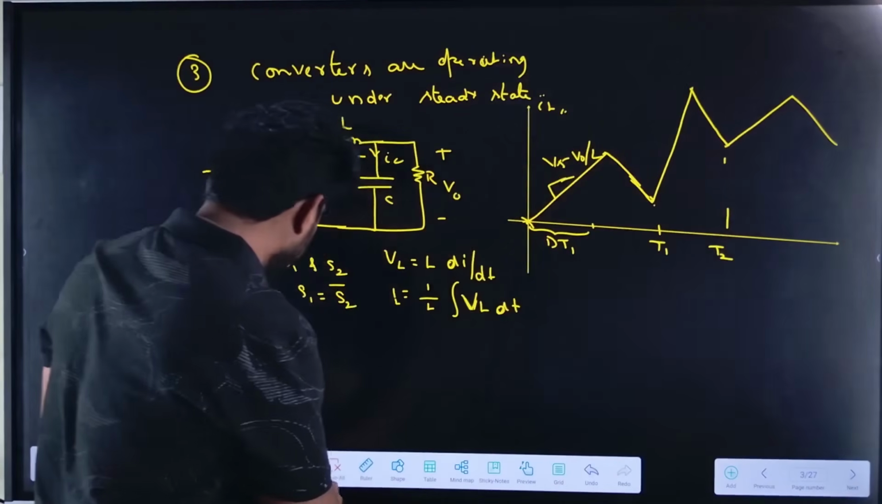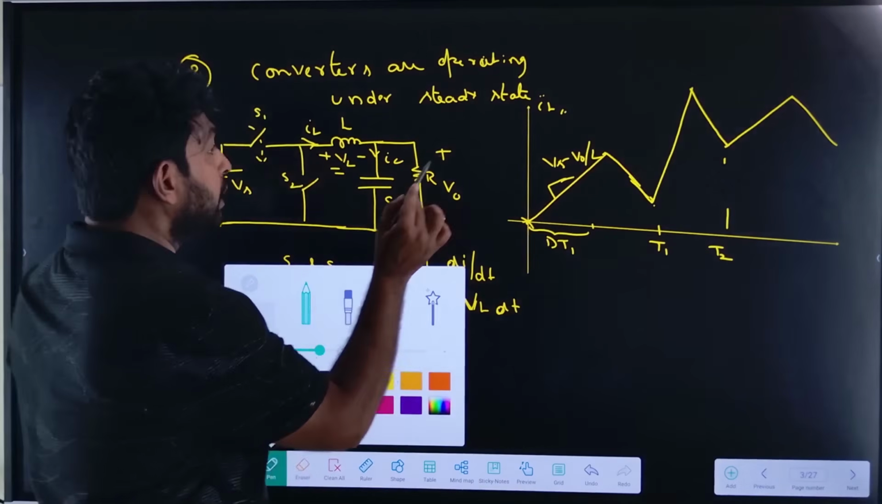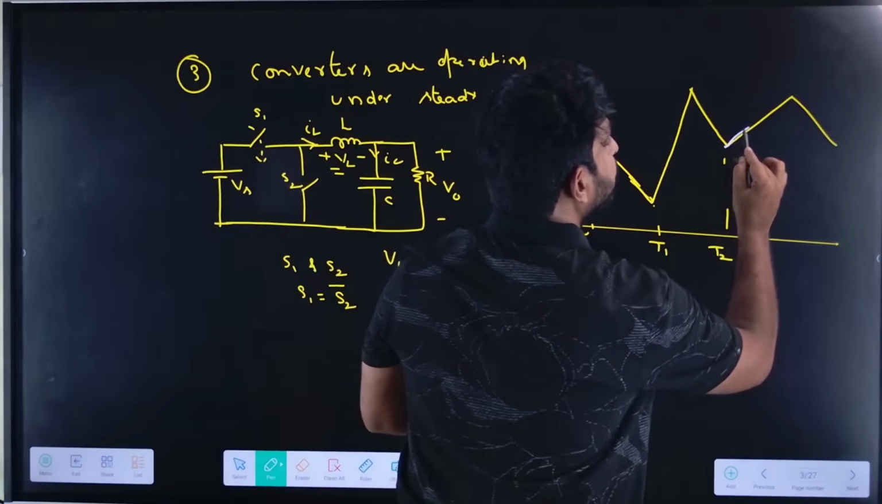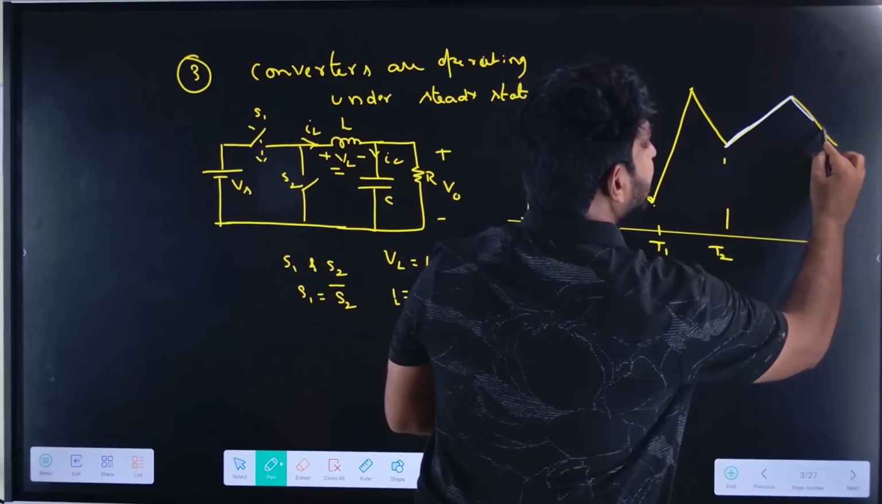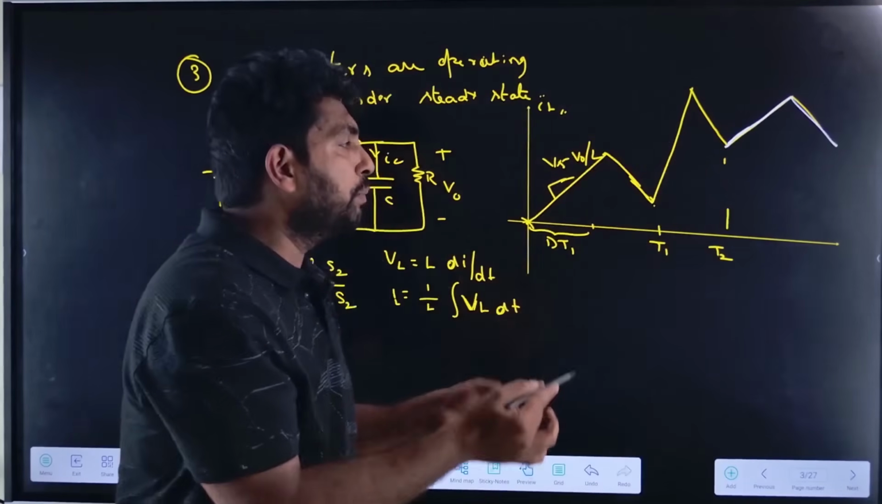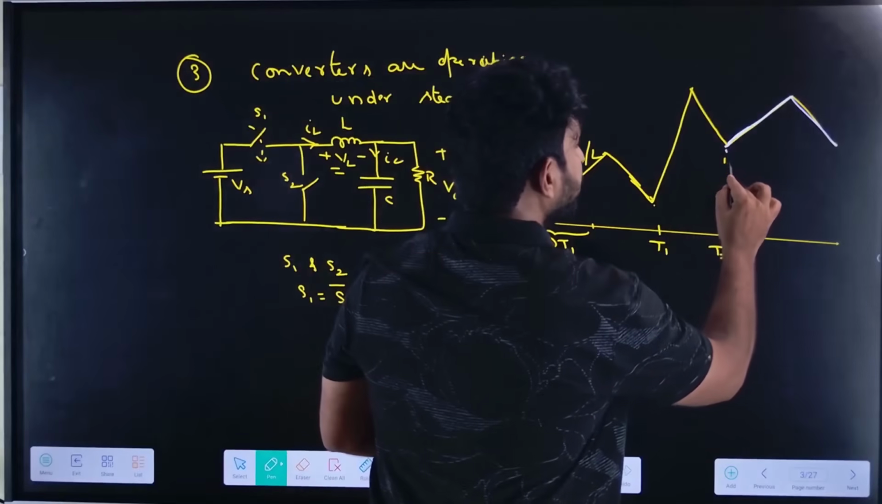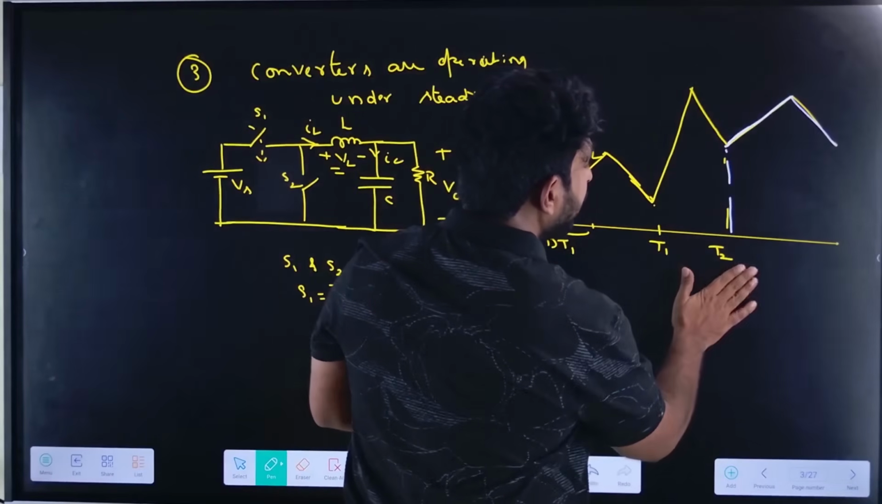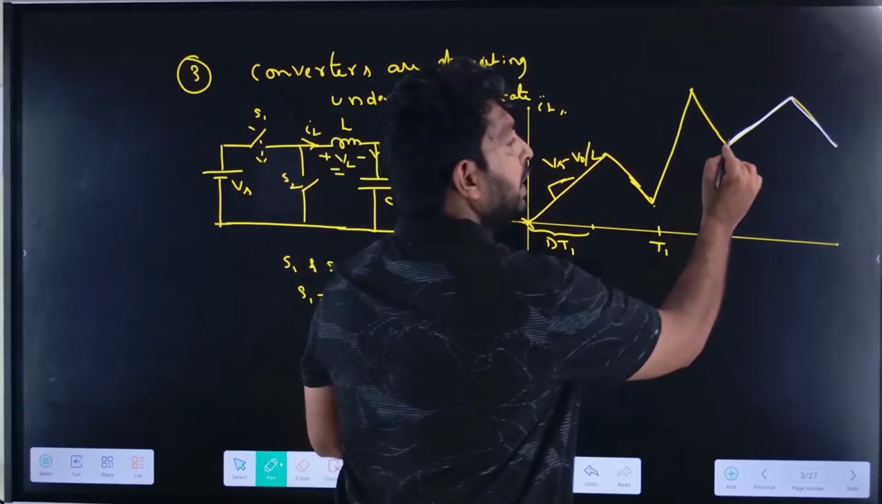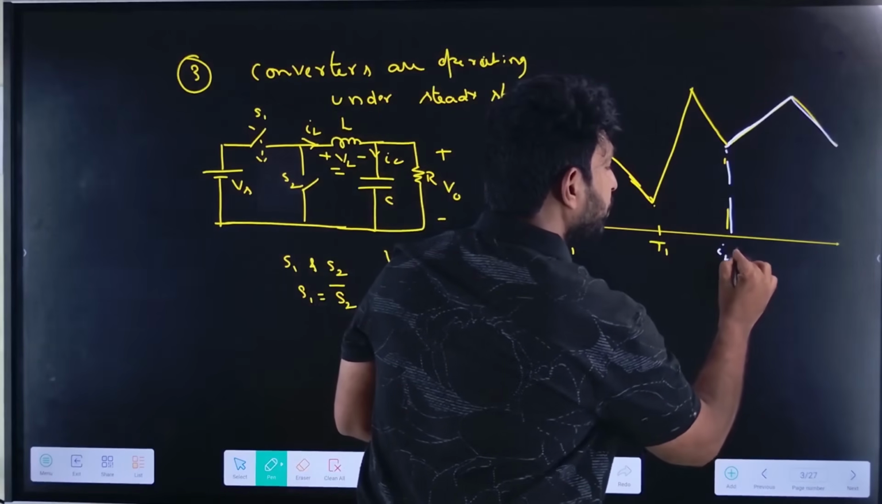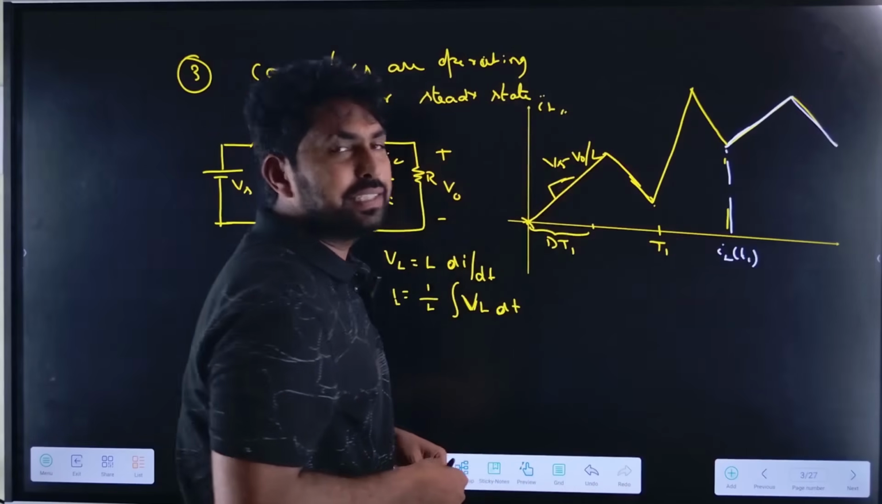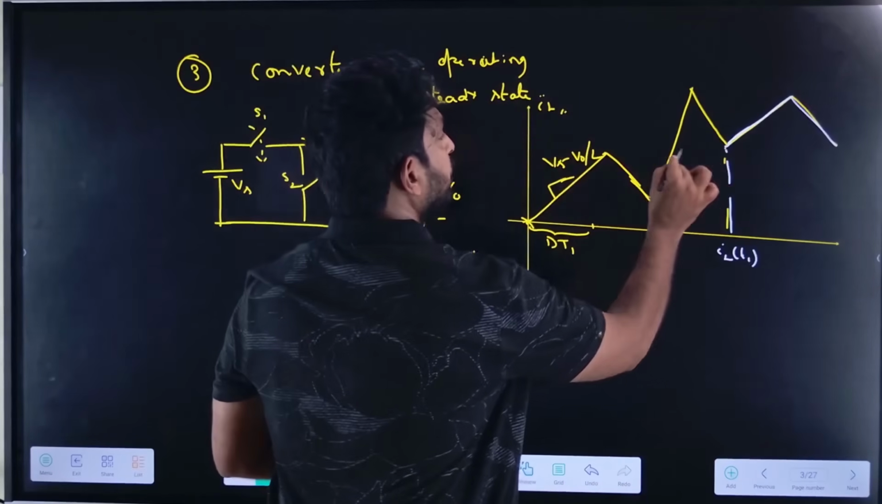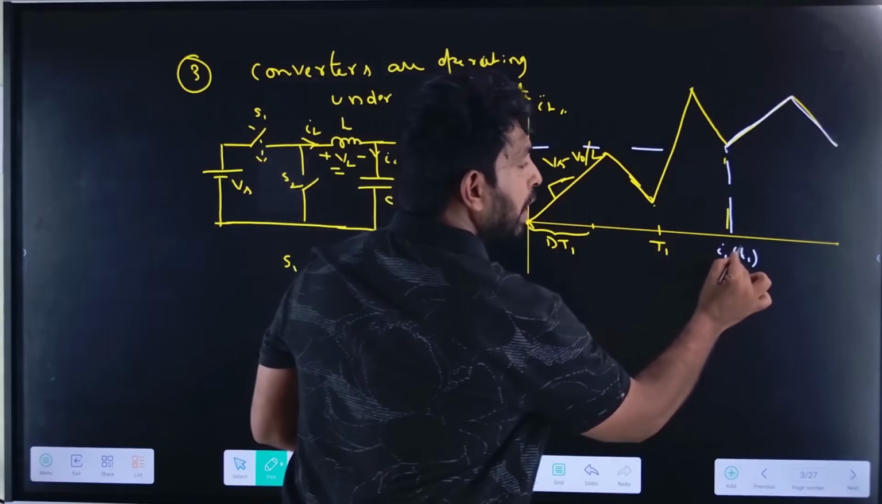Let me draw with a different color so that you can understand. The steady state inductor current will be like this. At some point, it will be like this. So for example, if I take this as IL of T1, this point is IL of T1. Right? So let us assume that small T1.